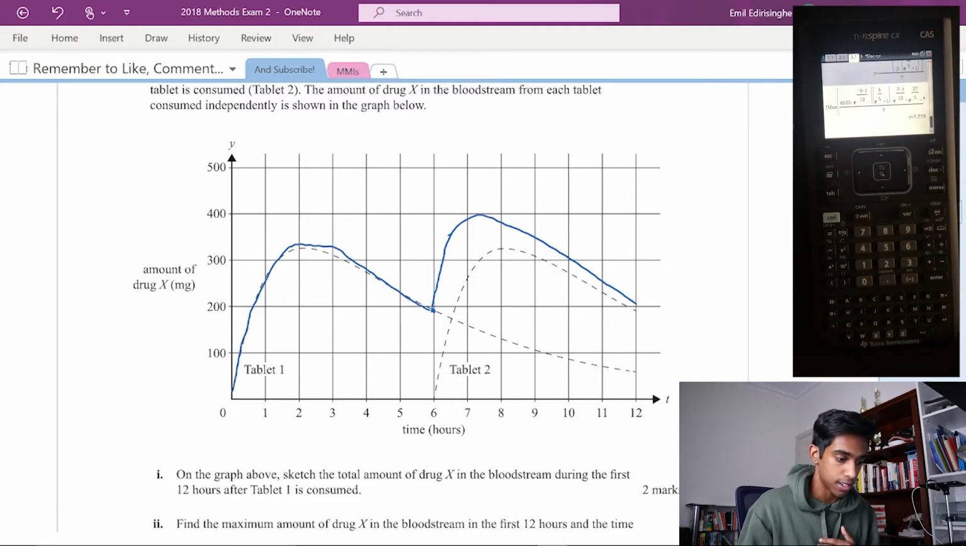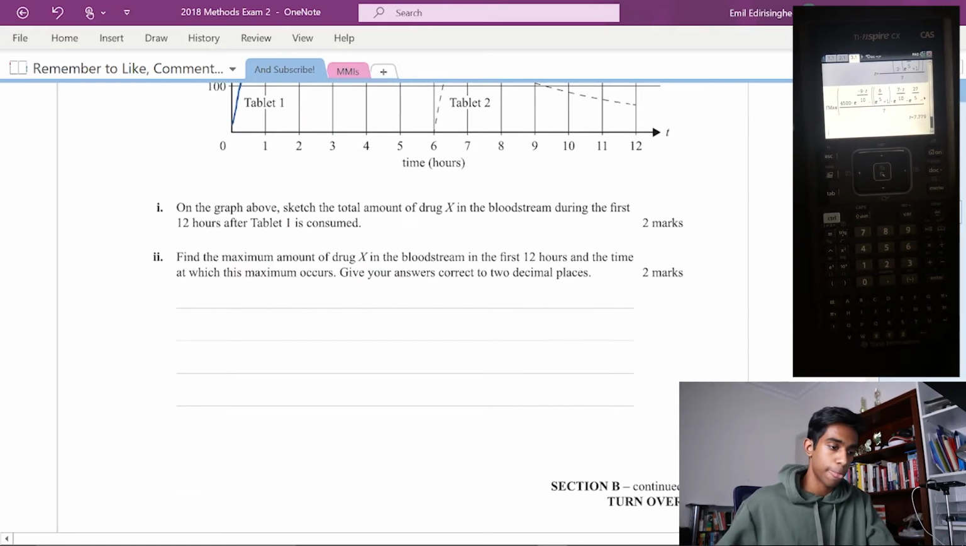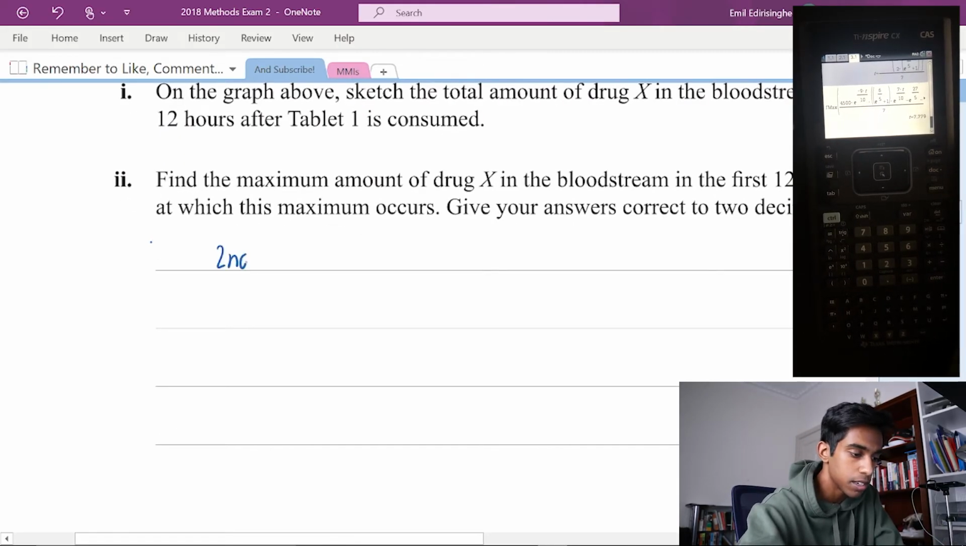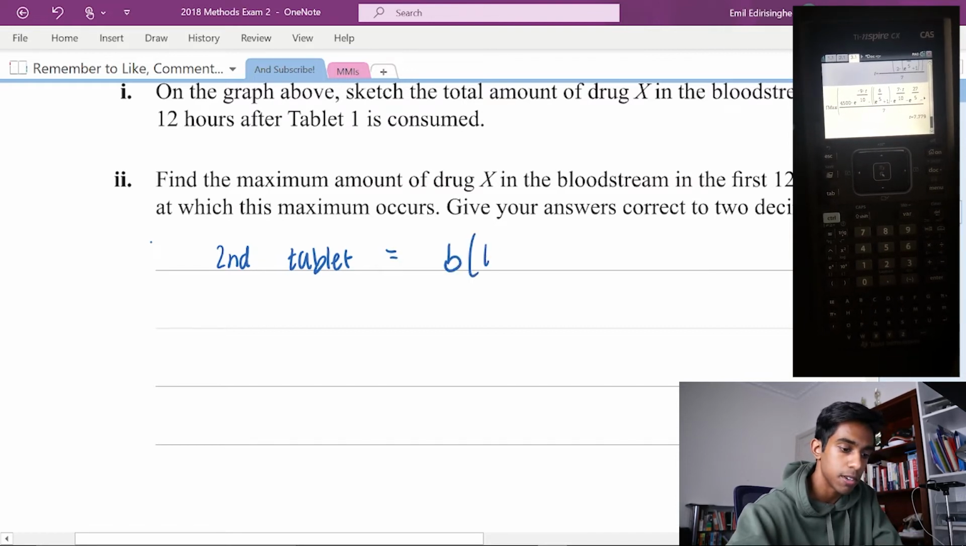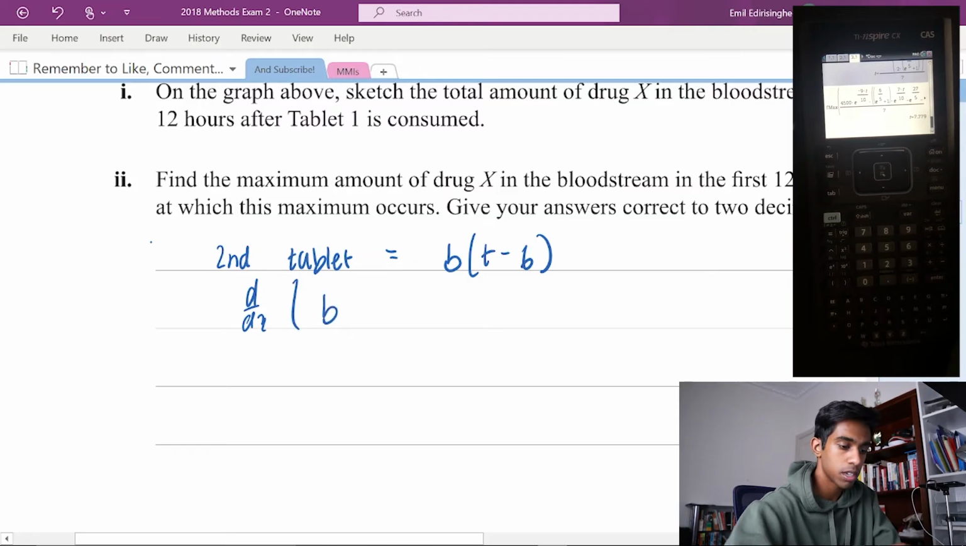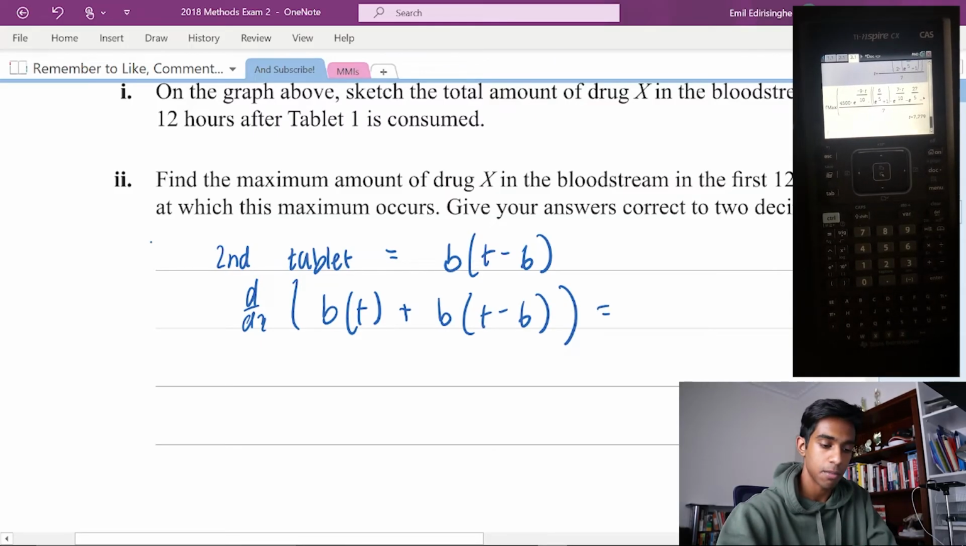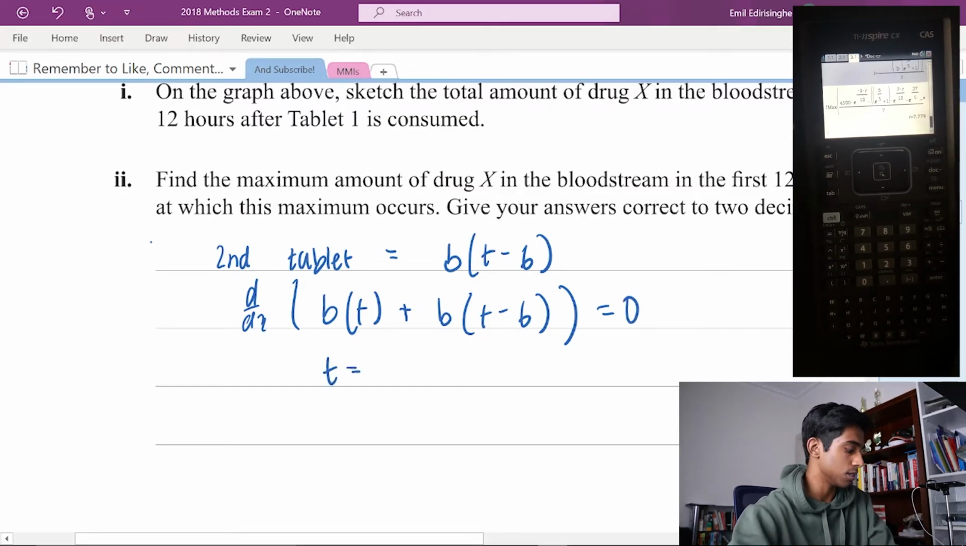And that gives us our answer to 2 decimal places, 7.78. So what I'll write this as is second tablet equals b of t minus 6, b of d/dx of b of t plus b of t minus 6. My b's and 6's look the same, but equals that, and then we get t is equal to 7.78. I hope that makes sense.